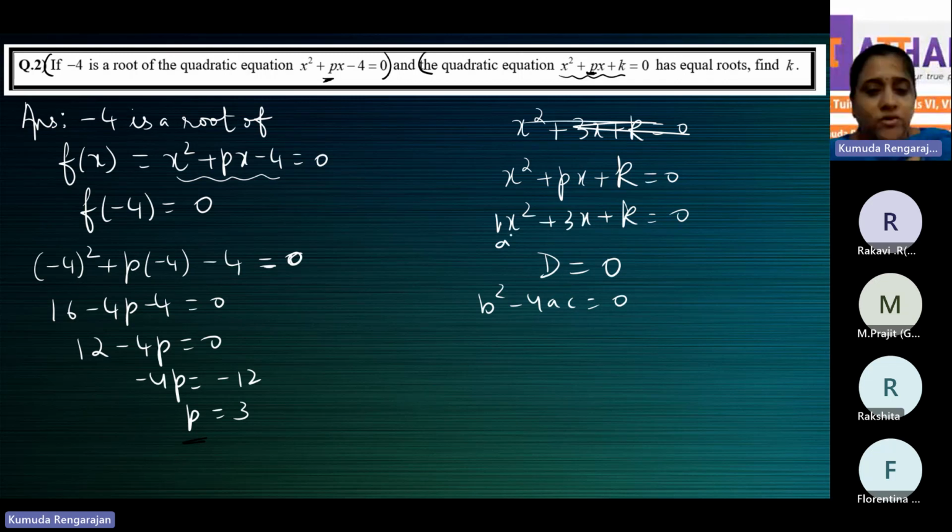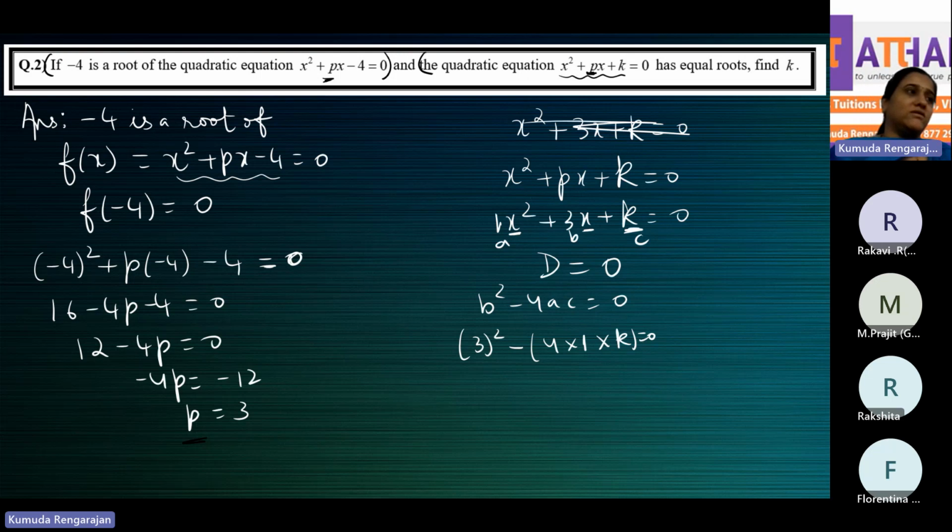The coefficient of x square is a, that means 1. The coefficient of x is b, which is 3, and this is the constant c. You know that, right? So b square will be 3 square minus 4 into a, 1, into c, k is equal to 0. So when you work this, we'll be able to find the value of k.